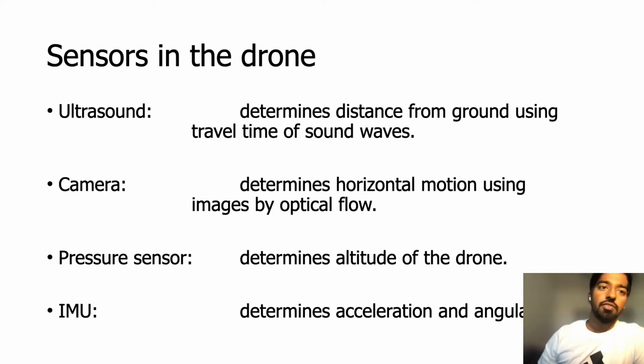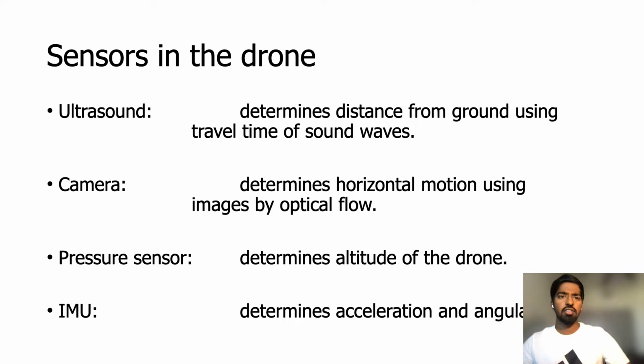Okay, these are the sensors we are going to use in the drone. Those are ultrasound, which measures the distance from the ground using the travel time of sound waves. Second is a camera, which determines the horizontal motion, and the pressure sensor determines the altitude of the drone. And we have an IMU, which determines the acceleration and the angular rotation.